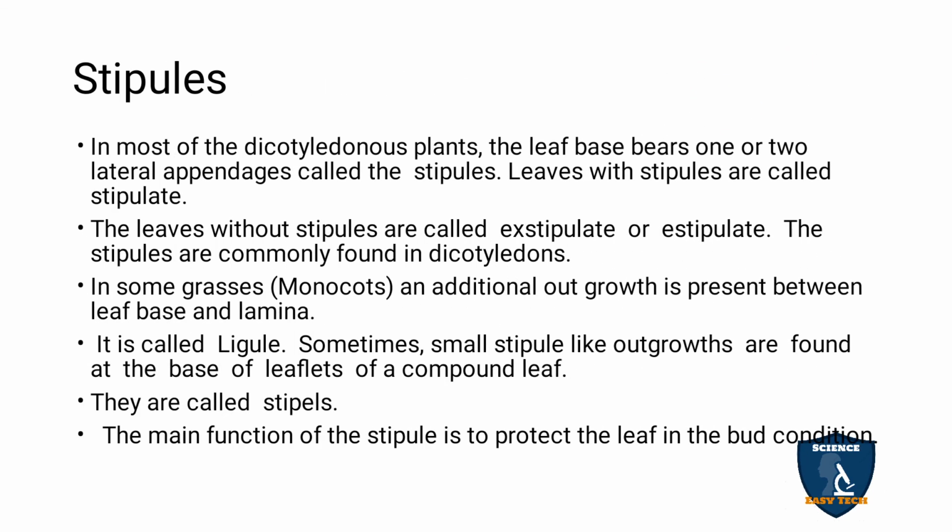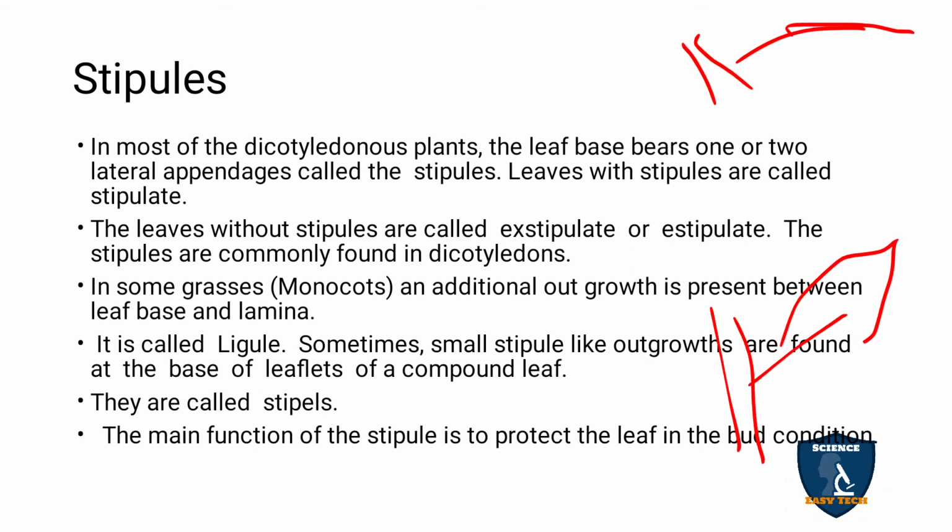And the stipules. The stipules are the appendages seen at the base of the leaf. Think this is the stem and this is the leaf. At the base of the leaf you have two appendages like here, okay. Those appendages are called the stipules. If the stipule is present in a leaf, then it is called stipulate. If it is absent, then it is called exstipulate.